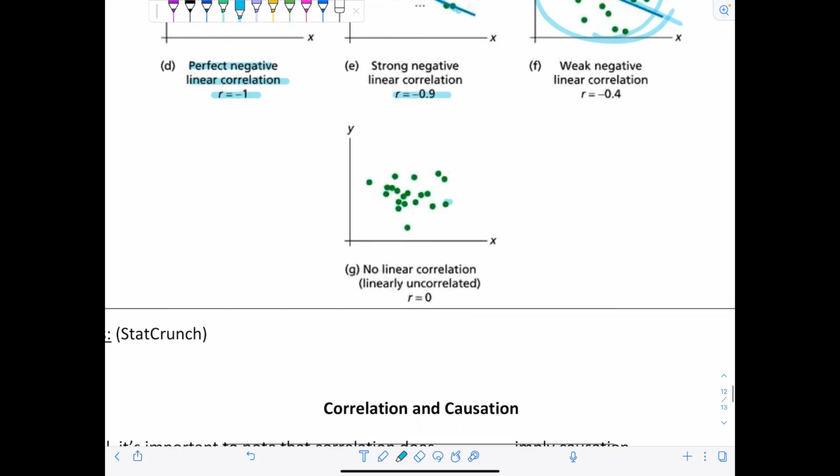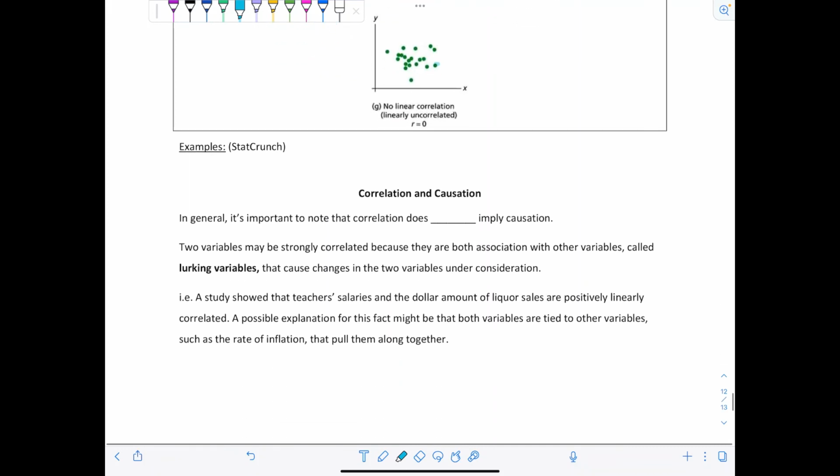Okay, we're going to get into StatCrunch in just a second, but I did want to talk about one last idea, correlation and causation. So it is important to note that generally speaking, correlation does not imply causation. And you really need to be careful about this because it's a trap that many people fall into thinking. Two variables might be strongly correlated because they're both associated with other variables called lurking variables that actually are the ones that are causing the changes in the two variables under consideration. So let me give you some examples.